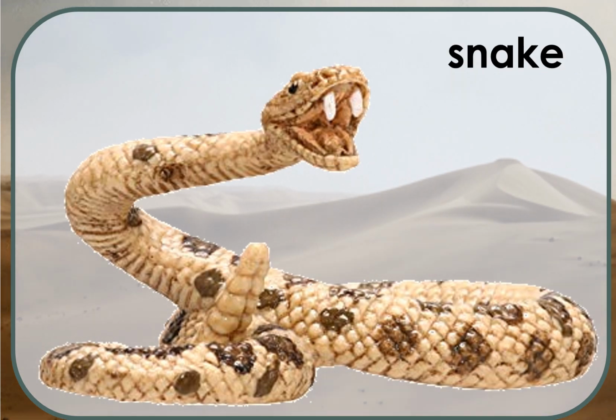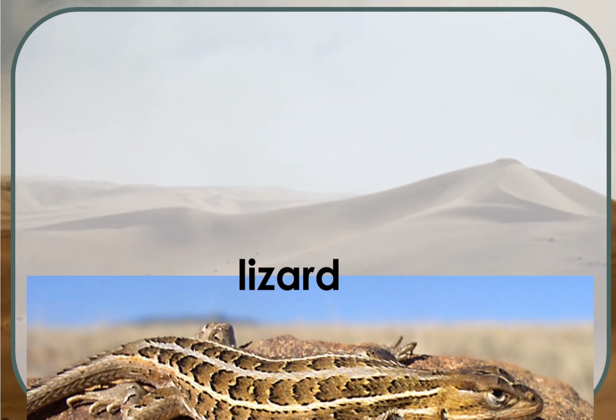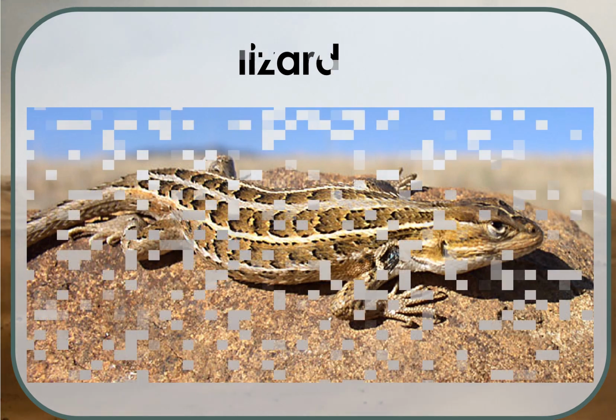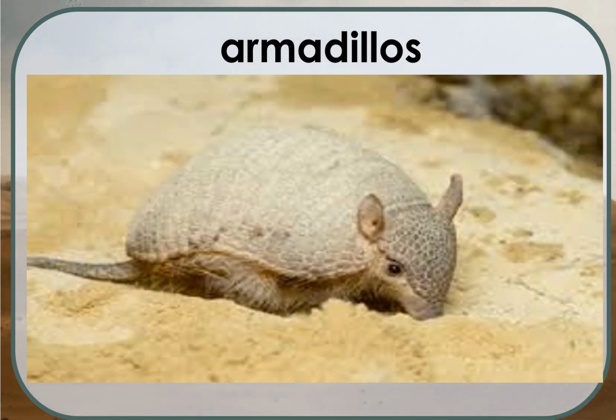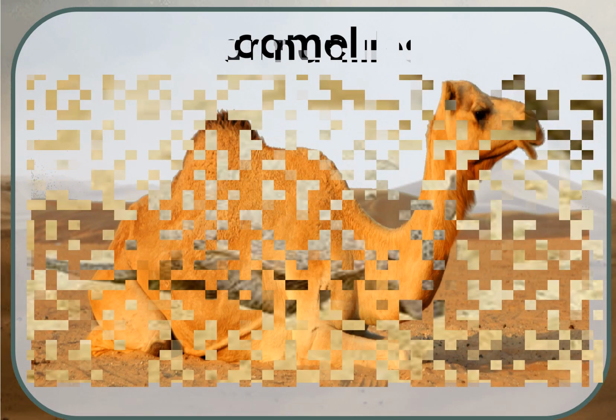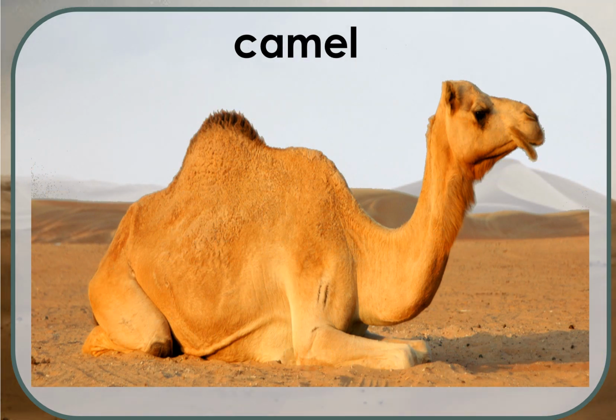Snake. We have lizard, armadillos, animals like camels. Of course, you know this very well when you think of desert animals. The first animal that will come into your mind is camels. So camels, like armadillos and antelopes, can survive for a long time without drinking.